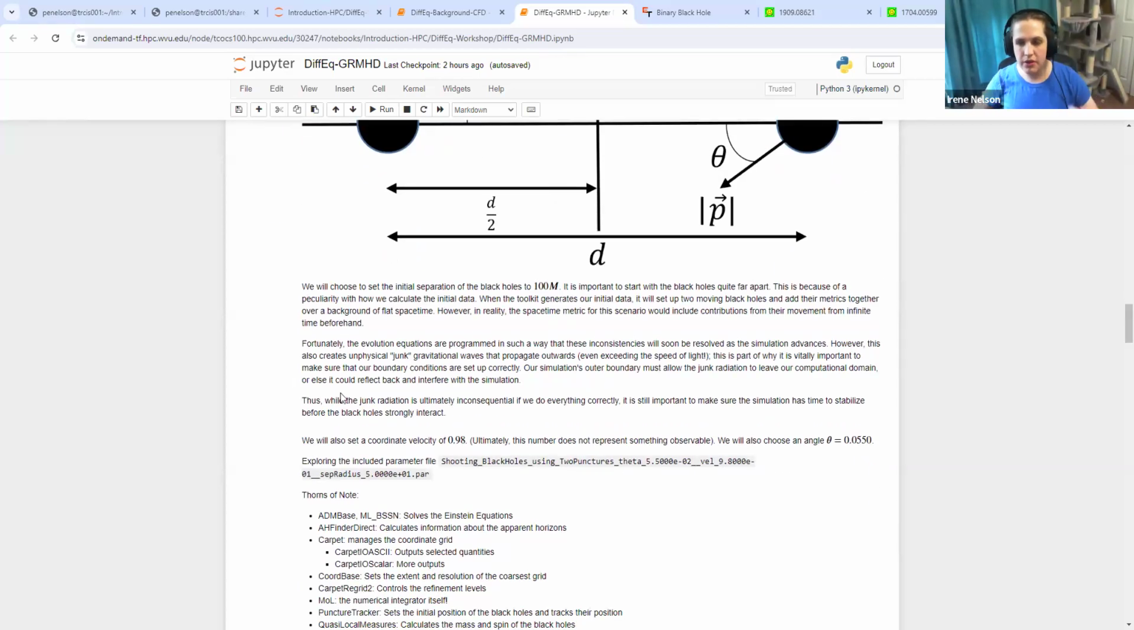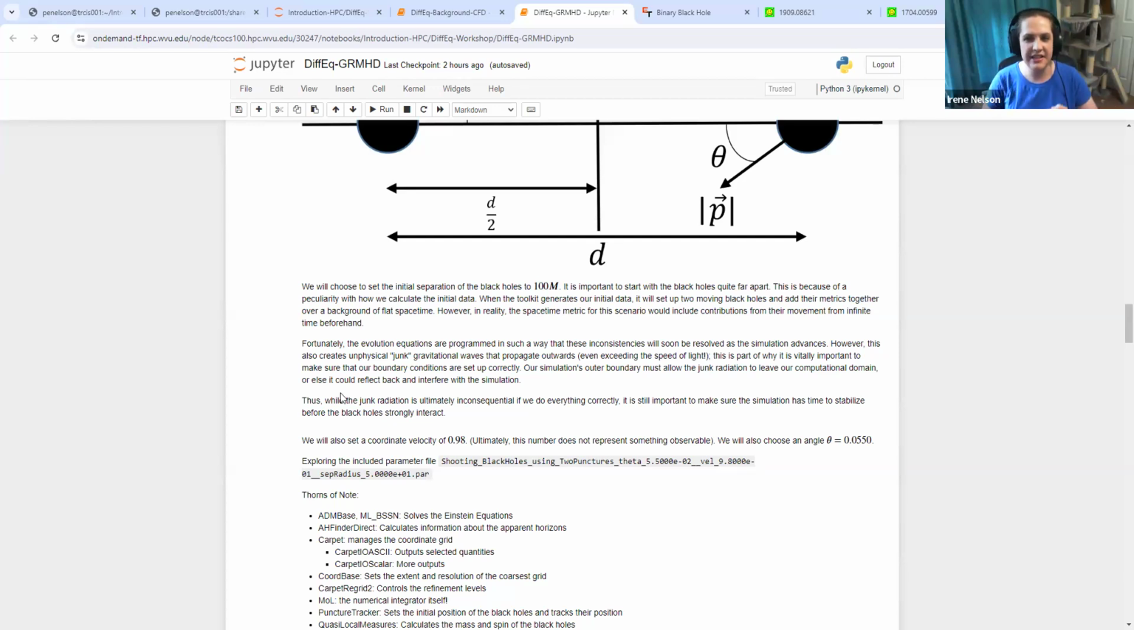So when the toolkit calculates the initial data, it's going to generate the initial data for the two black holes separately, and then just sort of add them onto a flat space-time. But this doesn't exactly reflect reality, because in reality, the space-time metric is going to include the contributions from their movement from infinite time beforehand. And as I've mentioned several times previously, computers do not like it when you try to throw infinities at them.